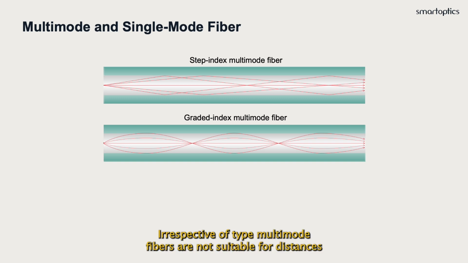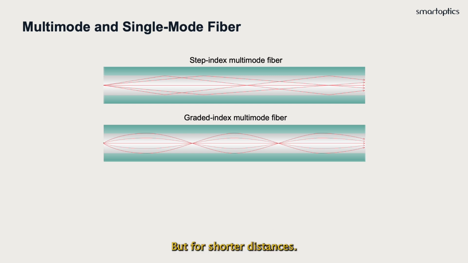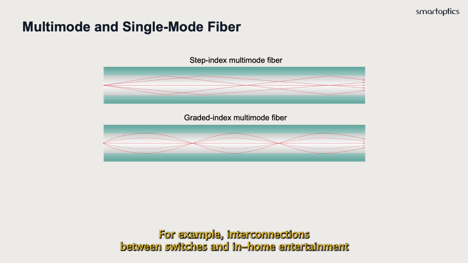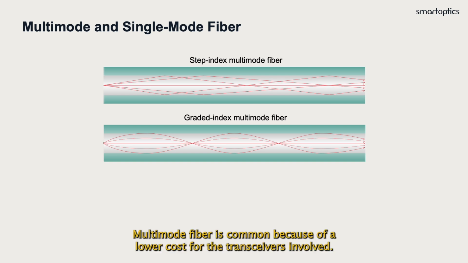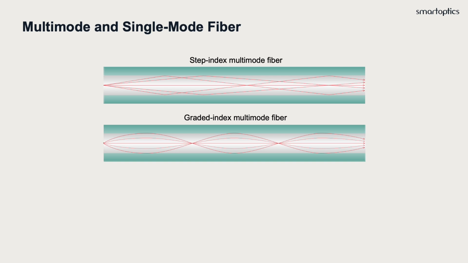Irrespectively of type, multimode fibers are not suitable for distances over about 500 meters and are seldom used in telecommunications networks. But for shorter distances, for example, interconnections between switches and in-home entertainment systems, multimode fiber is common because of a lower cost for the transceivers involved.